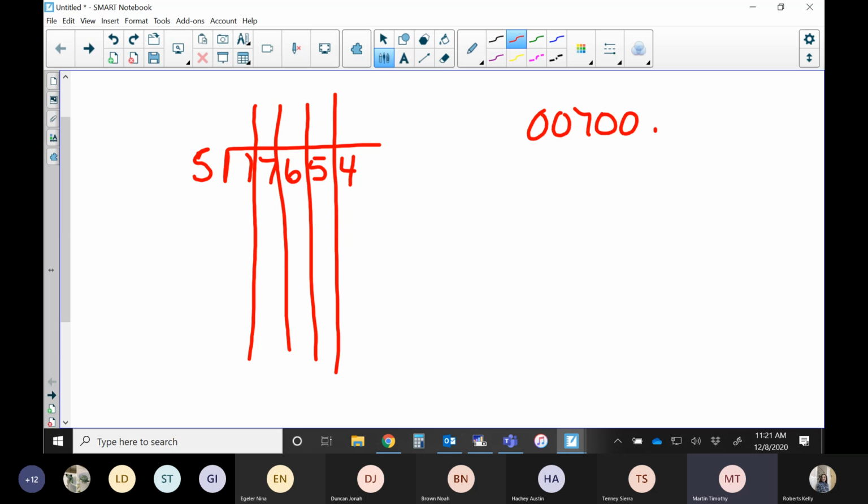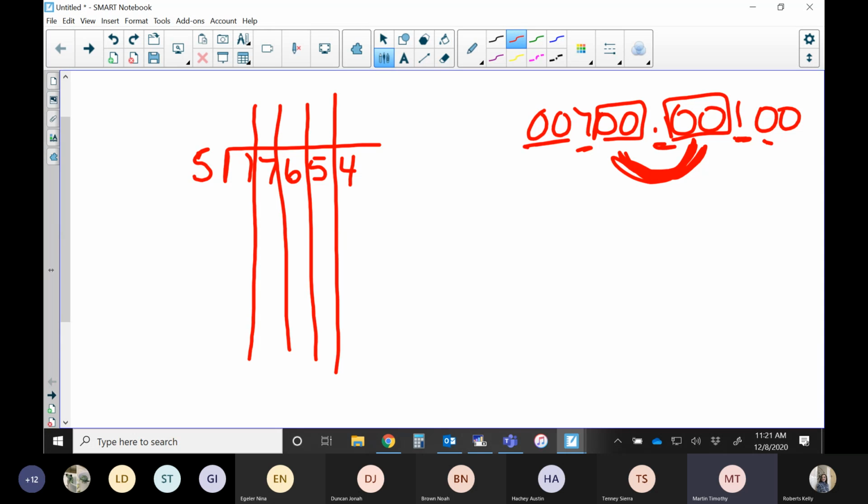Zeros between numbers and the decimal place, these zeros right here, that looks like a really weird smiley face. These numbers right here are called placeholder zeros. They matter. These zeros right here and these zeros right here are not placeholder zeros and do not matter. Because if I take them out, this is still 700. If I take these out, it's now just a 7, which changed the value. So these are important, they matter.